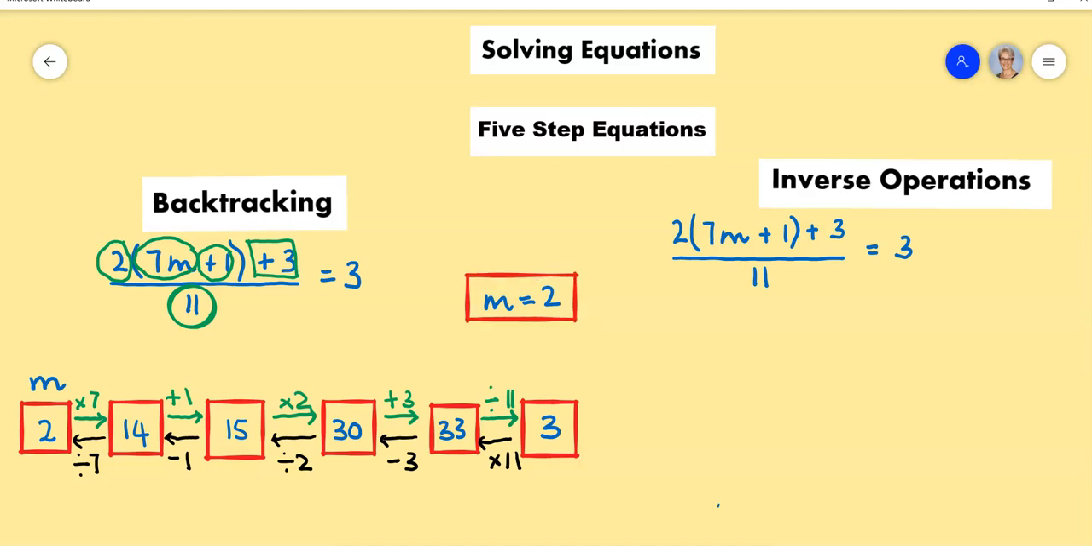So now we're going to solve using inverse operations. Now the first thing that we did in our flowchart to undo the equation was to multiply by 11. So that's what we'll do here. Times 11 to both sides of the equation to keep the equation balanced. Remember, anything you do to the left-hand side of the equal sign, you must also do to the right-hand side of the equal sign.